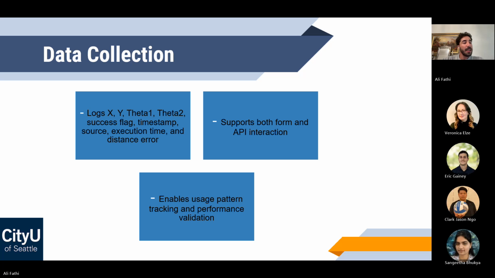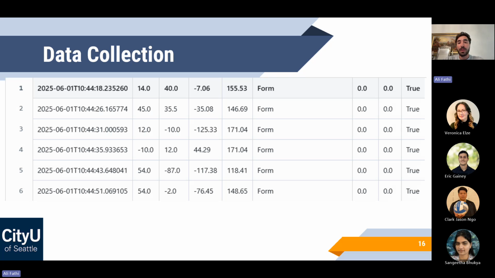So on the next slide, we're going to show how we approach gaining the data. Every user input and interaction, whether through the API, is going to be logged in a CSV file. We track coordinates, joints, angles, success flag, timestamp, distance data for both validation and future improvement. As you can see on the next slide, this is how we're going to log our data.